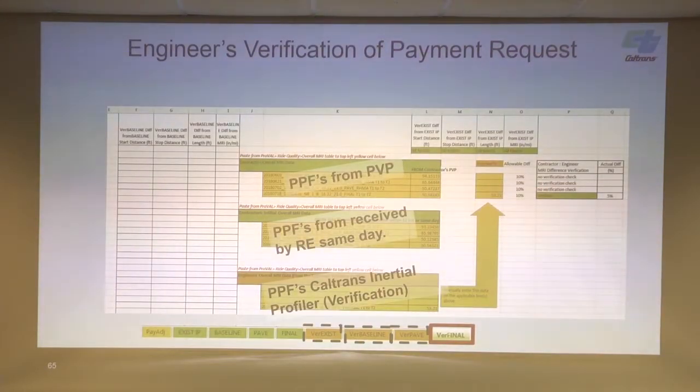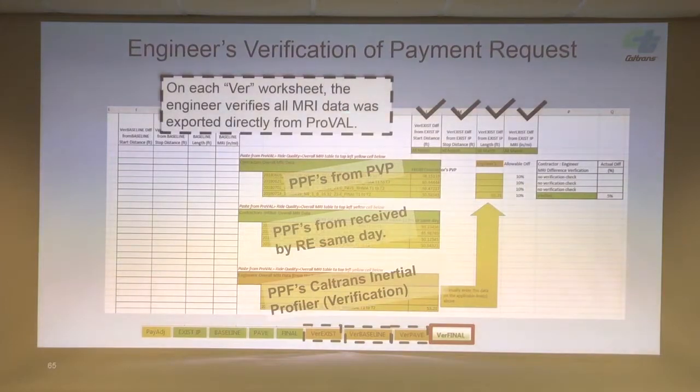Okay, on that last worksheet, this is the one that's a little bit different. We're going to basically do some checks. The first check we're going to do is make sure that the contractor didn't change any of his data. So there's 4 columns of data. It's shown off to the left here.